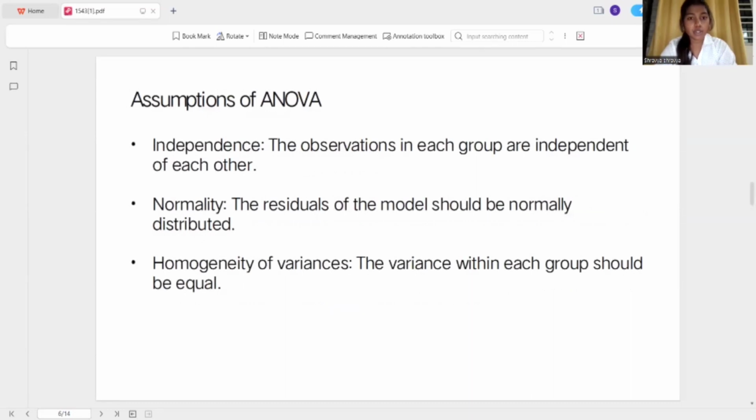Next is the assumptions of ANOVA. Let us know some assumptions of ANOVA. We have three: independence, normality, and homogeneity of variances. Independence means the observations in each group are independent of each other. Normality means the residuals of the model should be normally distributed. And homogeneity of variances means the variances within each group should be equal.